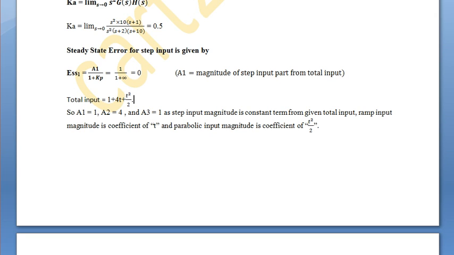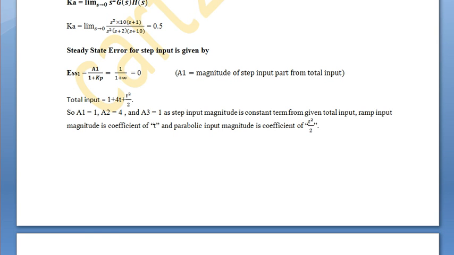Total input is 1 plus 4t plus t square by 2. So A1 is equal to 1, A2 is equal to 4, and A3 is equal to 1 from this equation, as step input magnitude is the constant term, right? In this equation, the constant term is 1 for the given total input. Ramp input magnitude is the coefficient of t. Coefficient of t is 4, so it is A2. And parabolic input magnitude is the coefficient of t square by 2. So the coefficient of t square by 2 is 1.